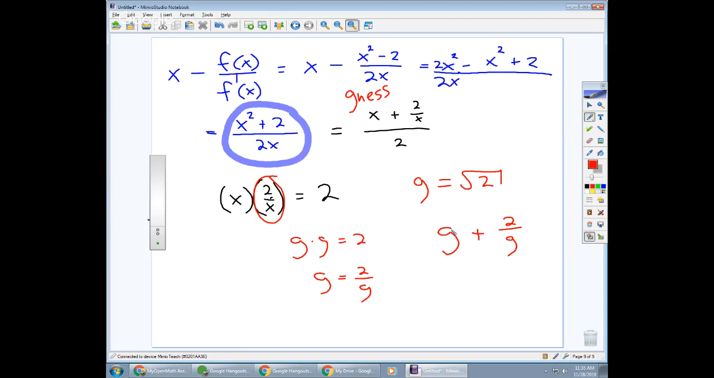So what if you're wrong? Well, then you have two numbers that multiply together to be 2, and then you average them, and now you get a better estimate at that square root.